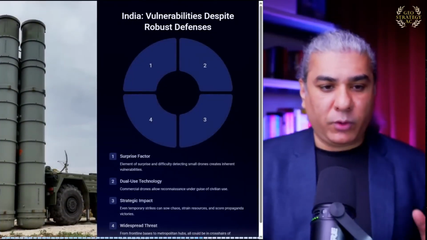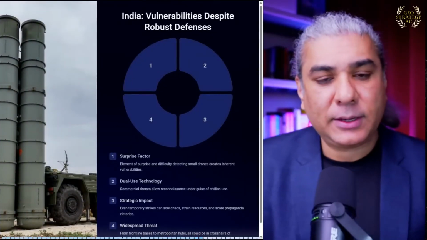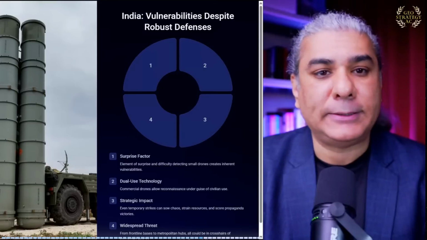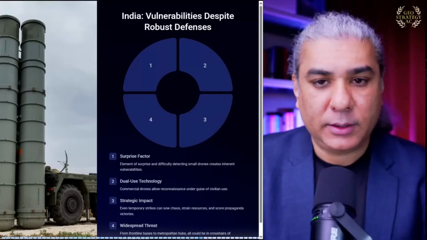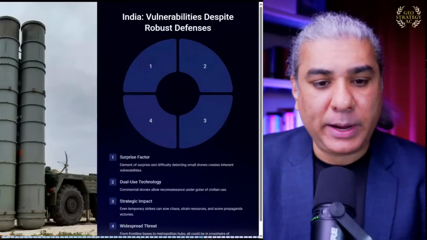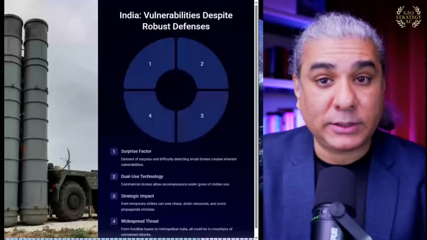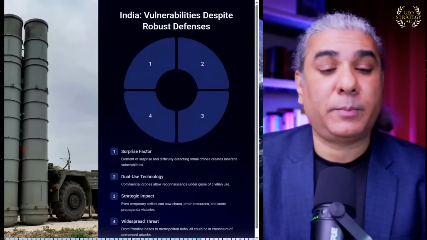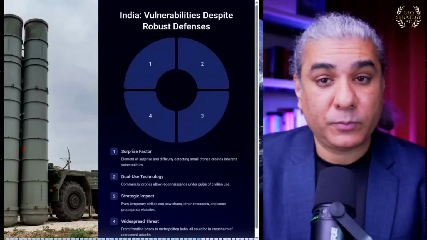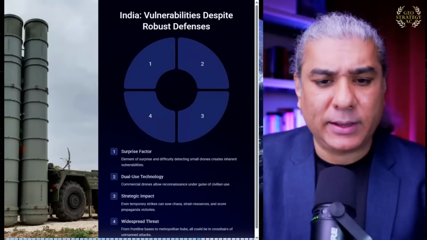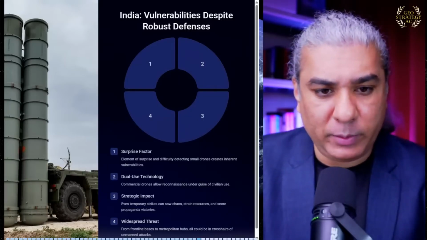And then, of course, what we see because of this is that India has robust defenses, and despite that, we now have vulnerabilities. This is an evolving battle space situation, right? The battle space is evolving, and now despite our robust defenses like the S-400 and so on, we have vulnerabilities. So, first of all, there's the surprise factor when it comes to a drone strike with drone swarms or whatever. The element of surprise and difficulty in detecting small drones creates inherent vulnerabilities.